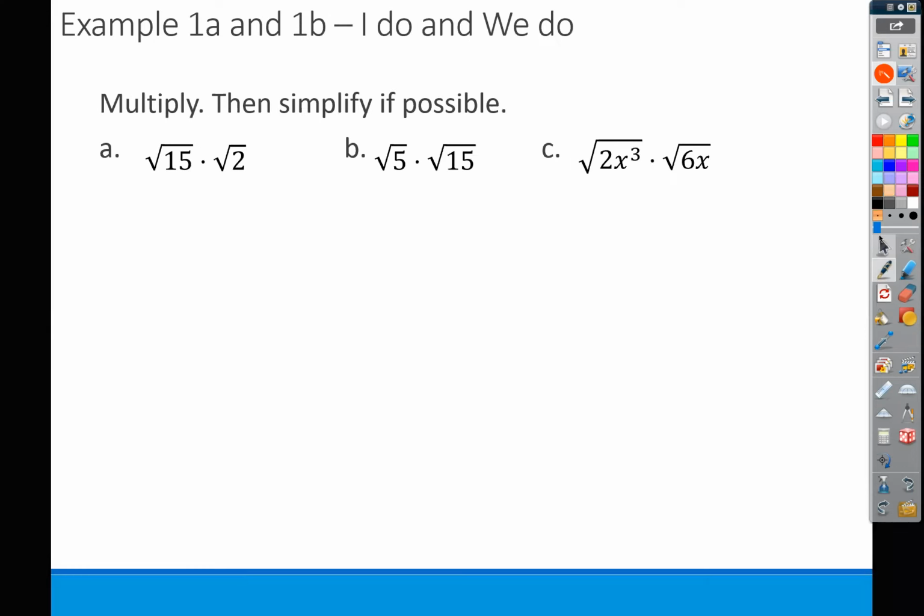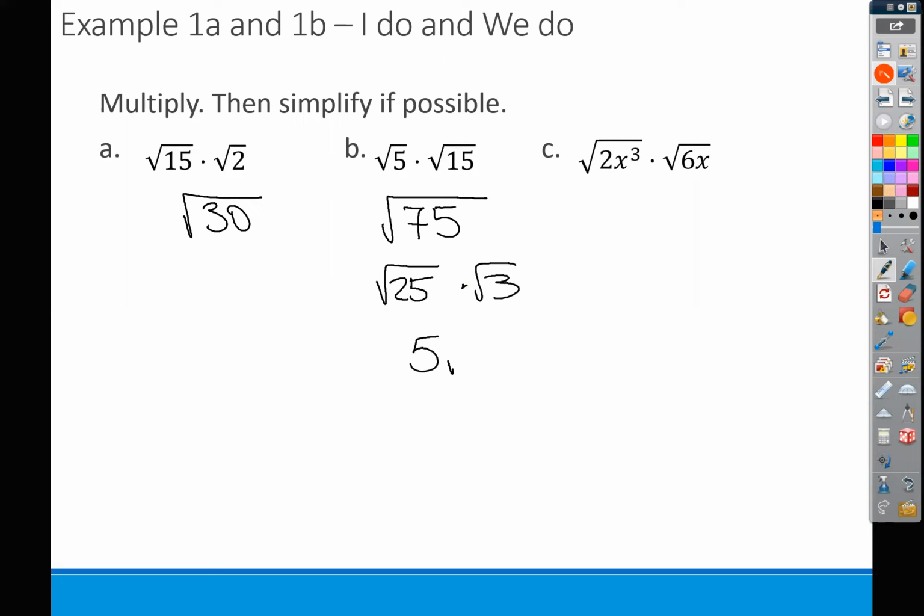So the product rule is that you can multiply radicands, and the quotient rule is that you can divide radicands. So let's multiply them. Since these are both radicands inside numbers, I can just multiply them. And now I get the square root of 30. And then you try to simplify that, but you can't, so you're done. Okay, this one, 15 times 5 is 75. 75 can be broken down to 25 times 3. So that would be 5 square root of 3.